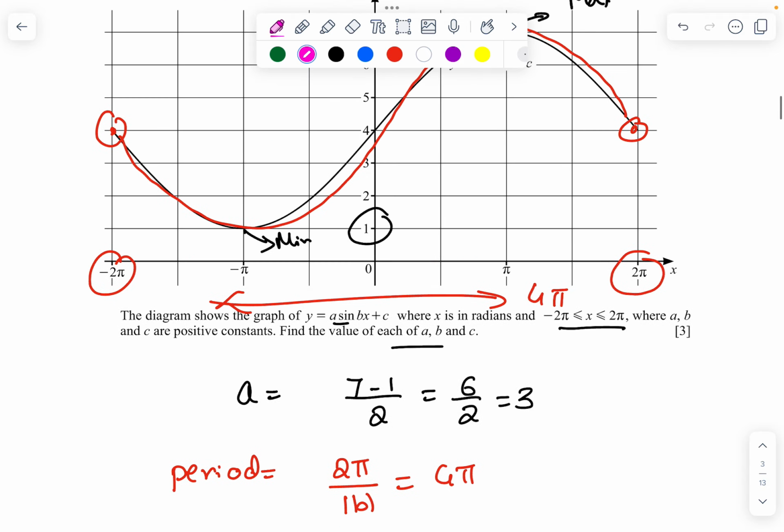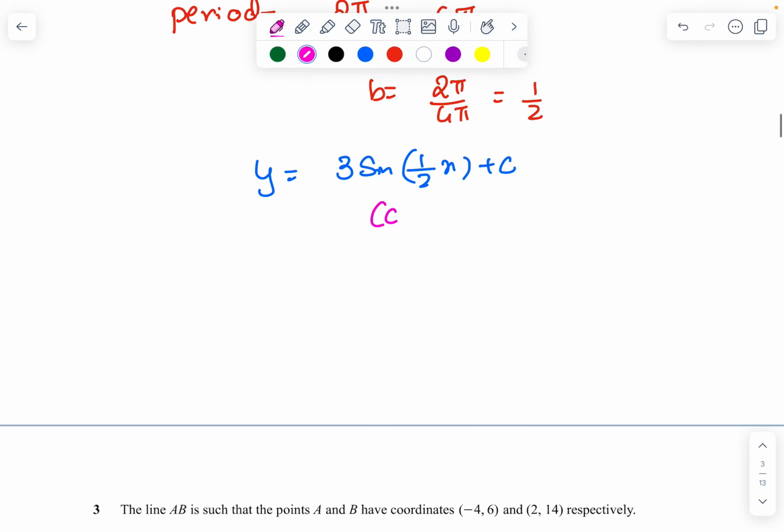Then I take any one point. This point I take, which is (0, 4). So it lies on the curve. Plug in: 4 equals 3 times sin 0 plus c. So 4 equals 0 plus c. So c equals 4.